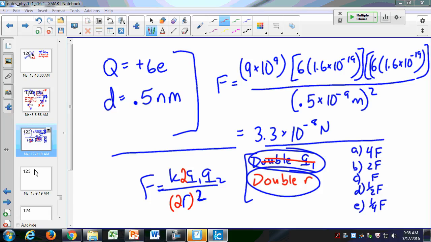Okay. Let's look now at electric fields. Oh, wait, no. So our body uses electric forces.